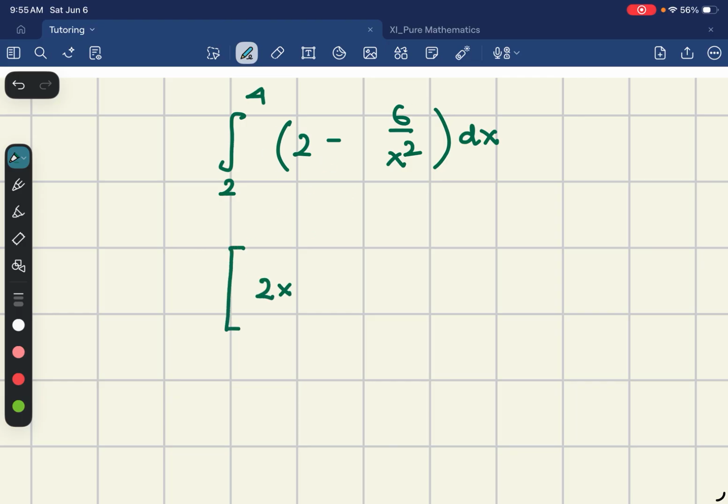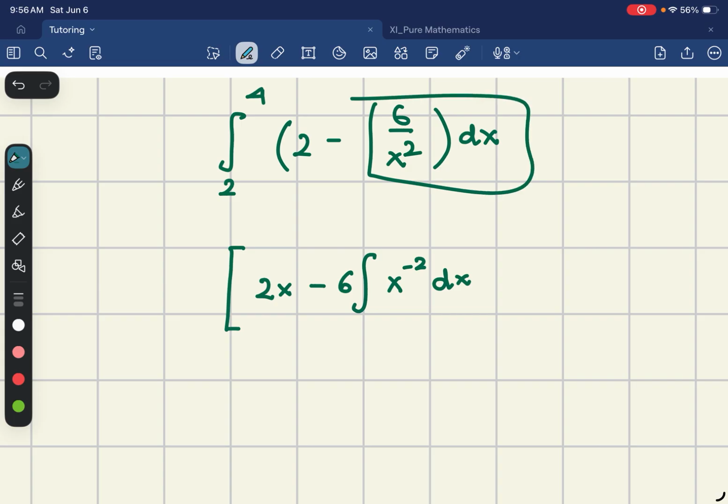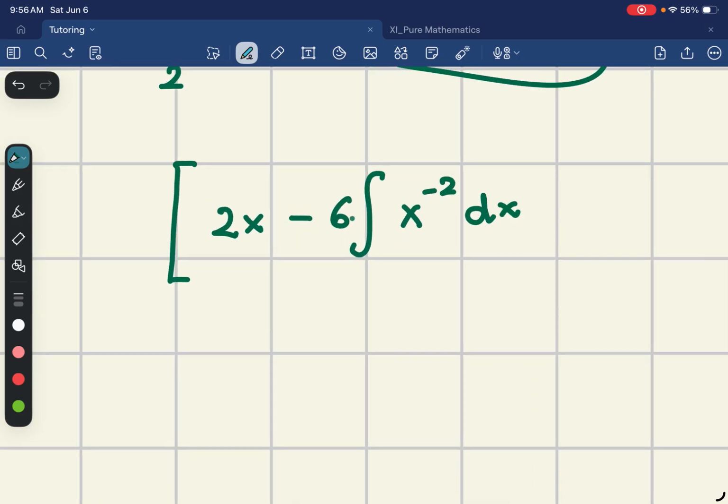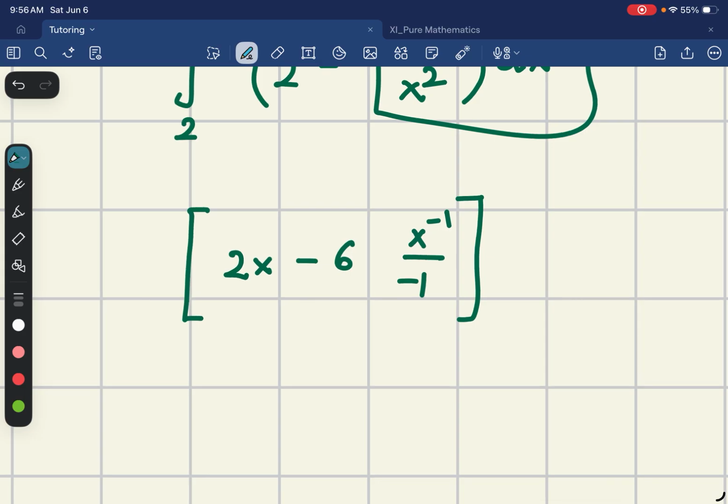If you integrate it, you're going to get integration of 2 dx is 2x. You copy your minus sign, and then you have integration of 6 times x to the power negative 2 dx, right? If you integrate this portion, you are going to get x to the power negative 1 divided by negative 1. You raise your power. Negative 2 plus 1 is negative 1, divided by negative 1. And then you need to substitute your bounds.